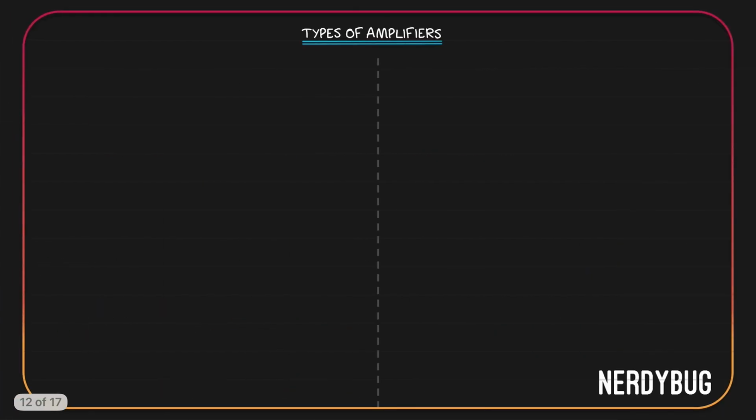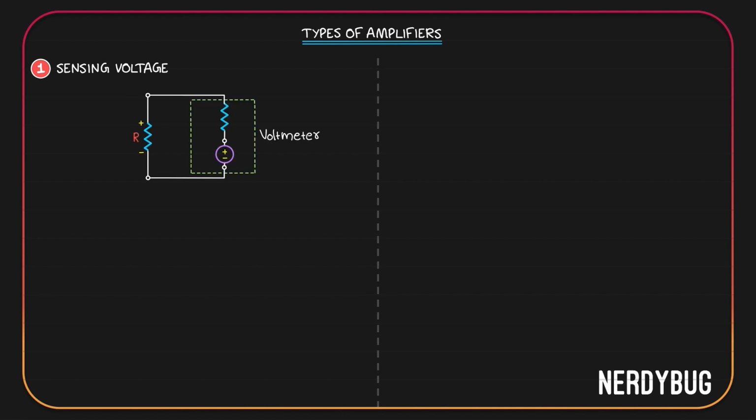Let's start with the first one, sensing voltage. I'll take a resistor who has some potential dropped across it. How do I sense it? I'll use a voltmeter. A voltmeter is always to be connected in parallel to the resistor. This is the resistance of the voltmeter. Now, ideally, what should this resistance be? Let us see. Some current must be flowing through R. That is how R has some potential across it.